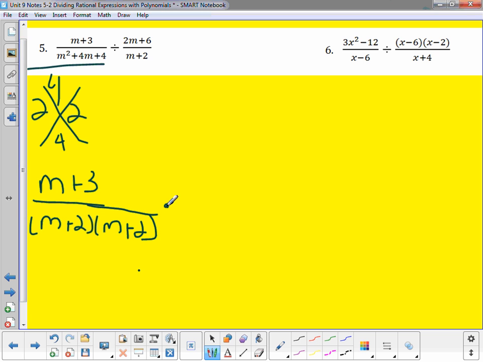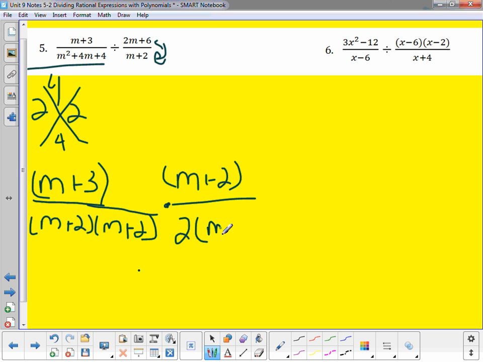Now, I want to change this into multiplication, so I'm going to flip these two. So on the top is going to come m plus 2. Again, since we're multiplying, I'm just going to tack on some parentheses there to help me recognize that. And then we're going to divide by 2m plus 6. So I'm going to take out a 2. And when I divide both by 2, I'm left with m plus 3. Okay, so now we want to go ahead and find our excluded values.